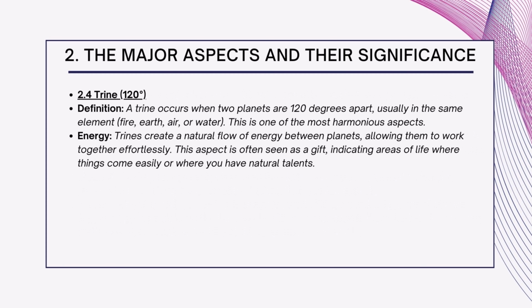2.4 Trine, 120 degrees. Definition: a trine occurs when two planets are 120 degrees apart, usually in the same element: fire, earth, air, or water. This is one of the most harmonious aspects. Energy: trines create a natural flow of energy between planets, allowing them to work together effortlessly.